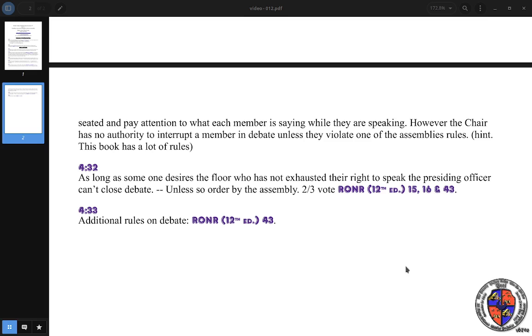Now, as long as someone desires the floor who has not exhausted their right, meaning they have not spoken 2 times on the same question on the same day, the presiding officer or the chair cannot close debate. Unless, there's always exceptions to this, he is so ordered by the assembly by a 2/3 vote. And you can find more about that in section 15, 16, and 43. It's kind of an important topic if we got 3 sections dedicated to it. And then additional rules on debate can be found in section 43.